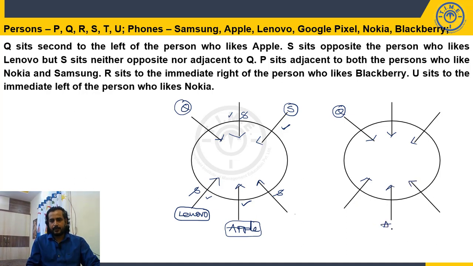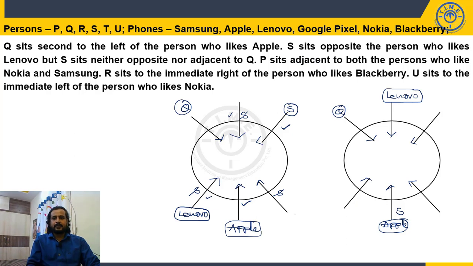And this is Apple position. And now what we have? Where I can take the S Apple, and here immediate left of Q is Lenovo. So we have these two possibilities, and one of these two has to be correct.